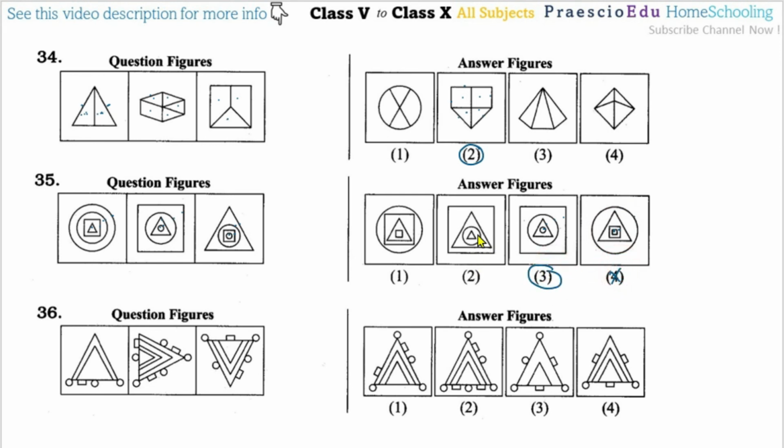And in option number 2, here two triangles are there. So option number 2 is incorrect, and here two squares are there, but only one circle. So that's why options number 1 and 2 are incorrect. So option number 3 for question number 35 is the correct one.